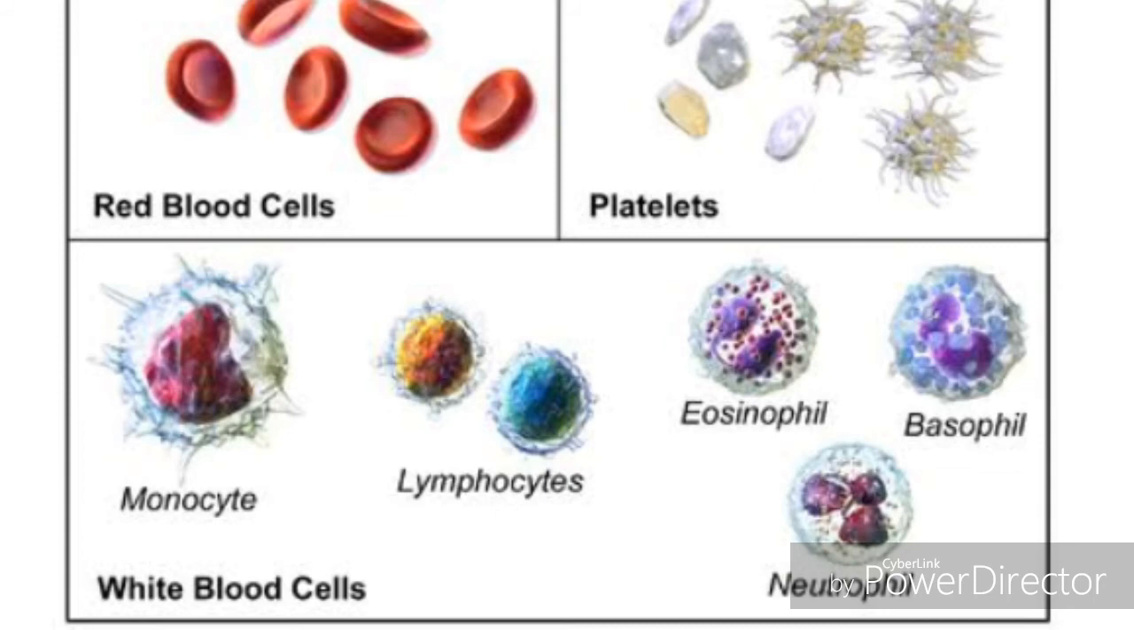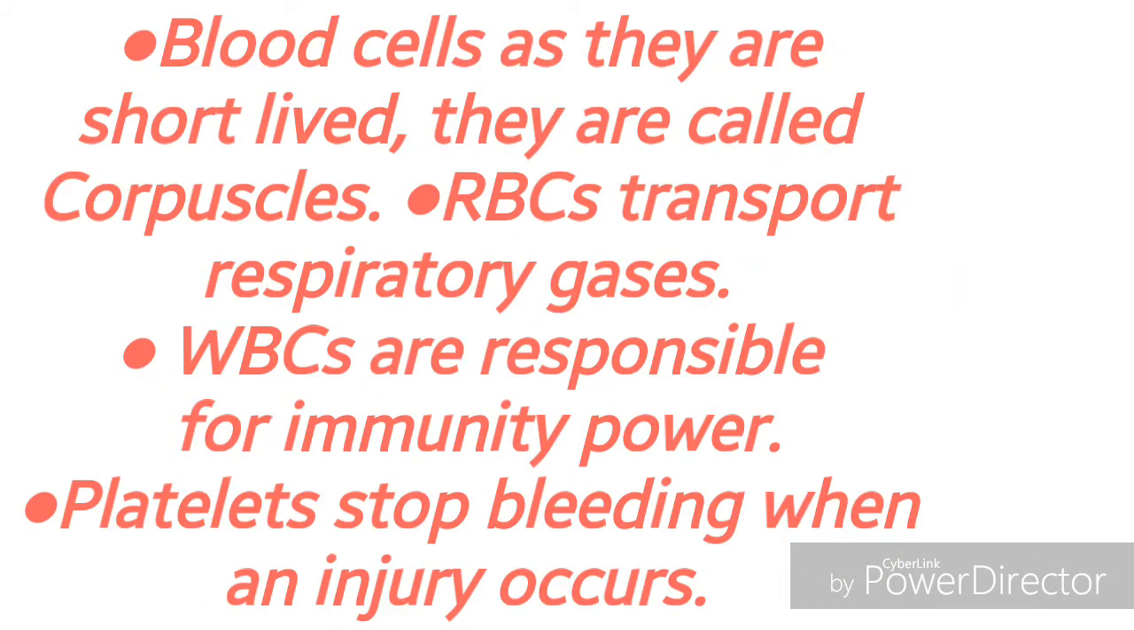Students, in this particular picture you can observe different types of blood cells. In case of white blood cells, 5 types are there: neutrophils, basophils, eosinophils, lymphocytes, and monocytes. Blood cells, as they are short-lived, are called blood corpuscles. RBCs transport respiratory gases, oxygen and carbon dioxide. White blood cells are responsible for immunity power.